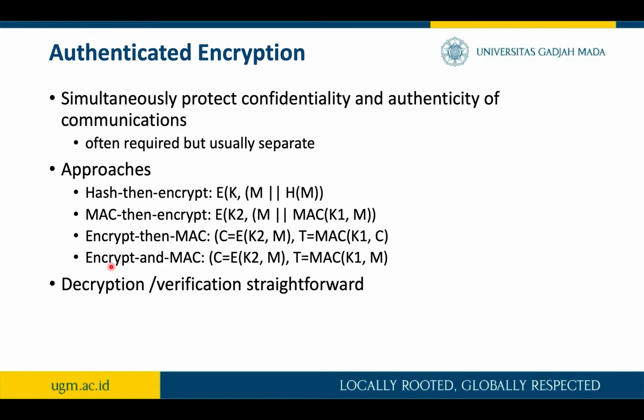The fourth approach is encrypt and MAC. Here we find the ciphertext of the message, and then we calculate the message authentication code of the original message. So we don't use the ciphertext here, but we use the plain text. That's encrypt and MAC, different from encrypt then MAC.